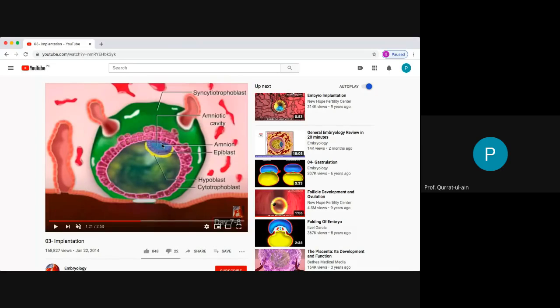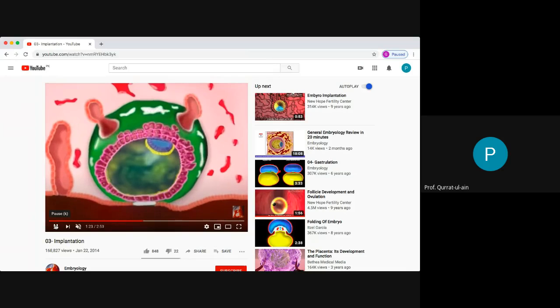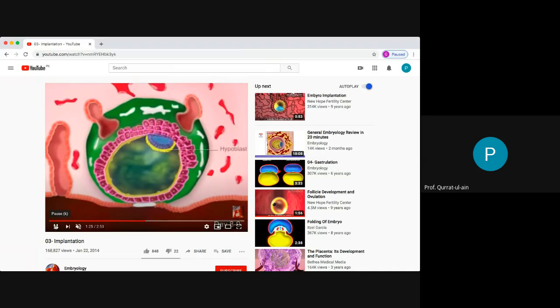The amniotic cavity, and this is now the primary yolk sac. So amniotic cavity and the primary yolk sac, the embryoblast two layers, epiblast, hypoblast, two layers of trophoblast, cytotrophoblast, and syncytiotrophoblast. Everything is two, two, two, and this is now completely embedded, and the surface defect will soon close. This is what is happening.